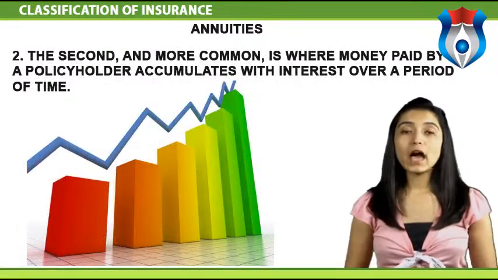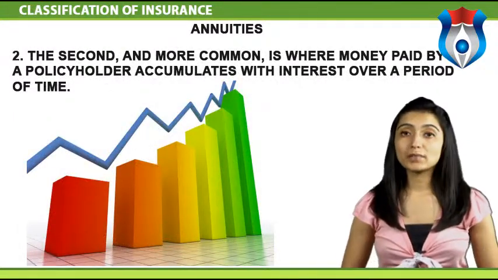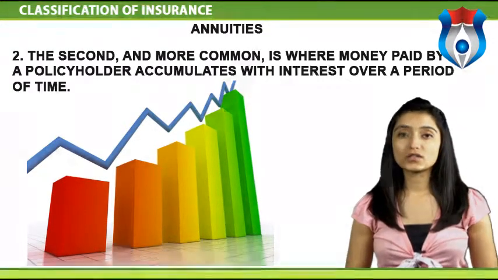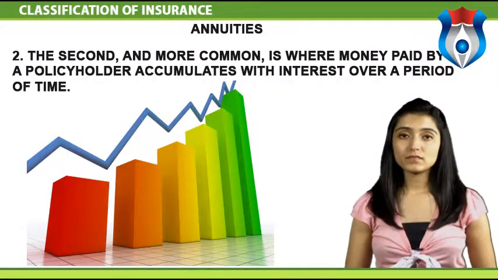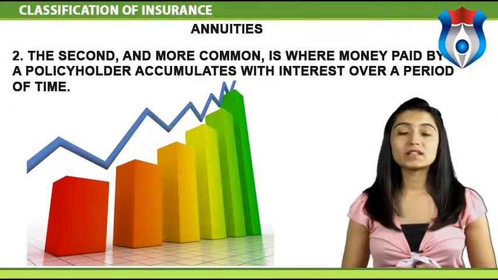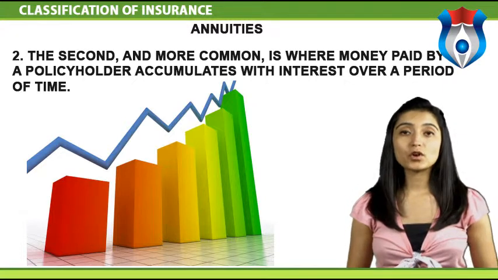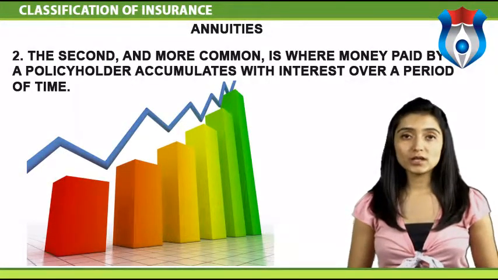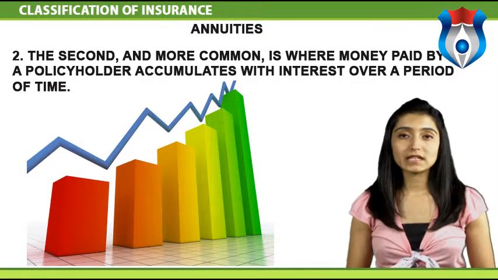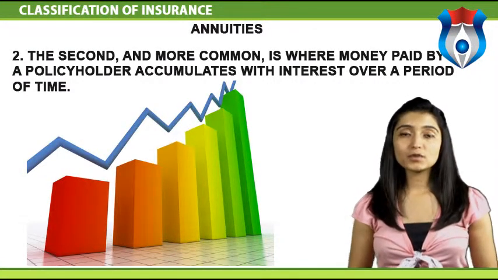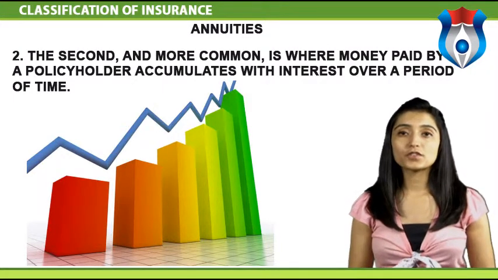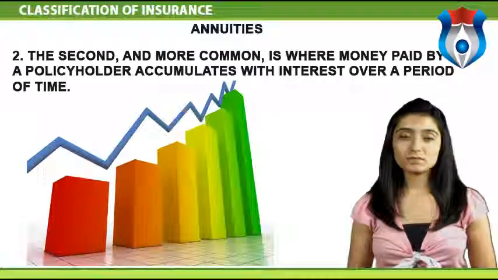The second and more common is where money paid by a policyholder accumulates with interest over a period of time. If the policyholder chooses, the accumulated amounts will then be paid out to him in periodic installments, usually when he retires, in order to supplement his retirement income. This type is known as a deferred annuity. The payments to him are deferred for a number of years.